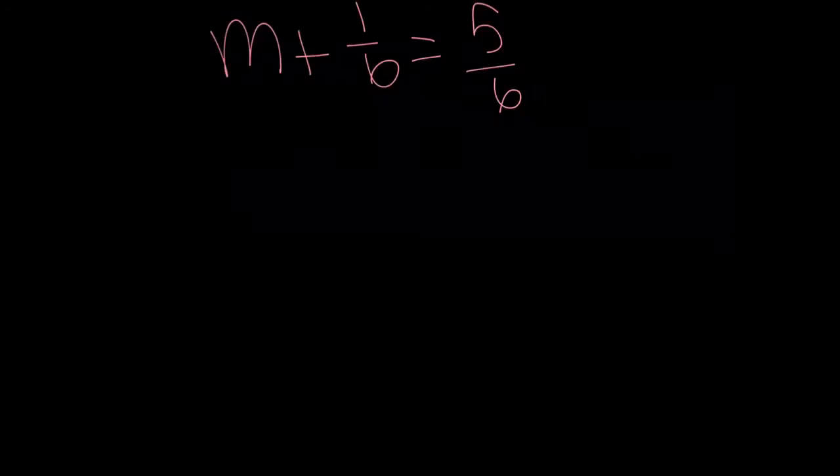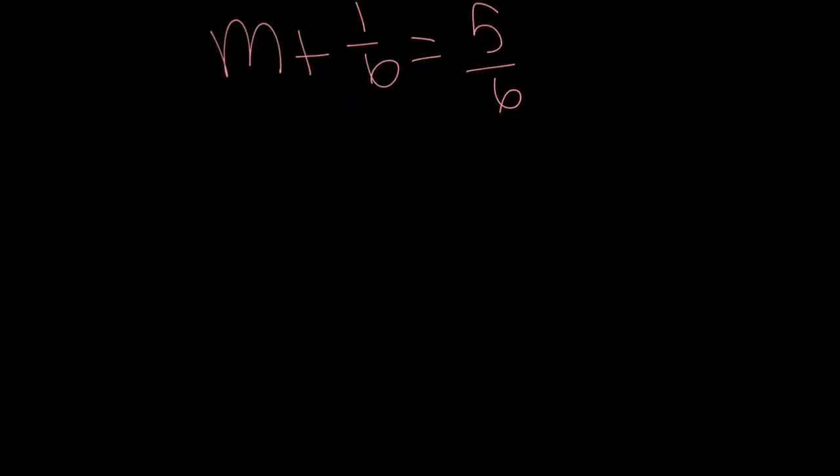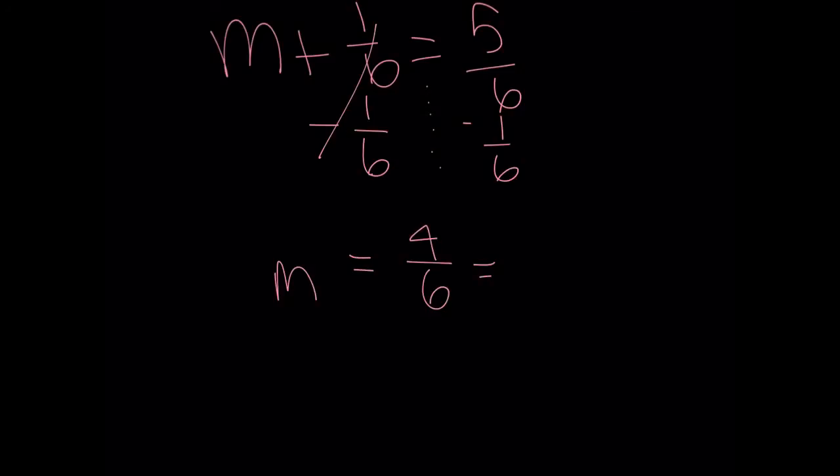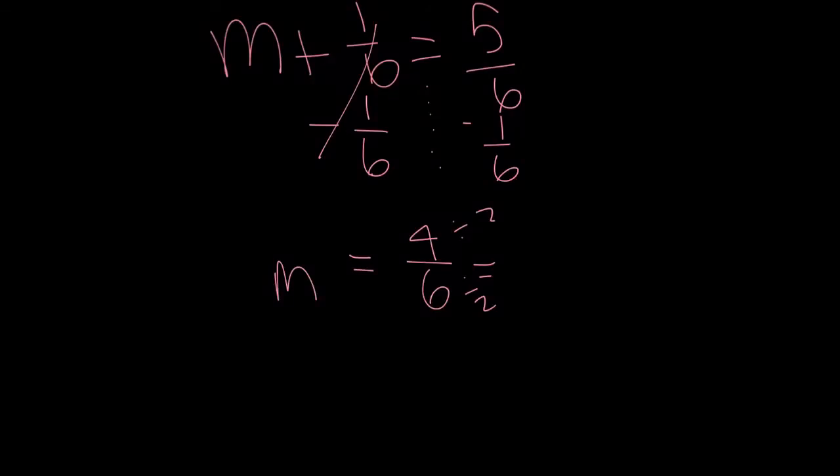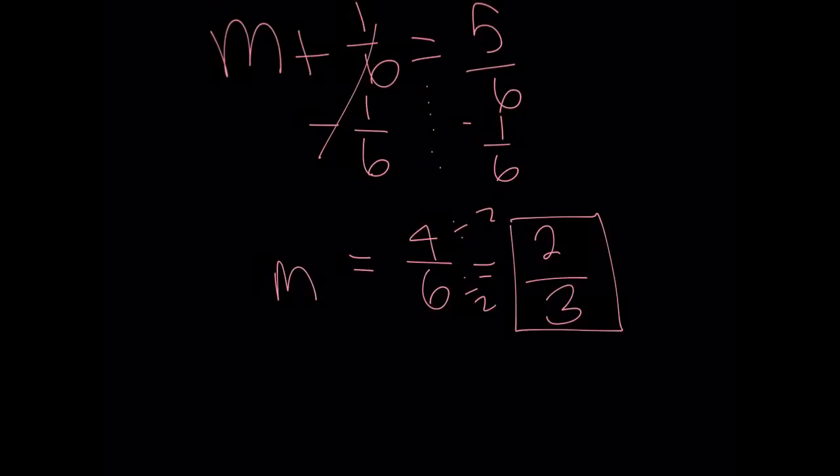Okay, so for this problem, we're going to be subtracting 1/6 from both sides of the equal sign. So we're going to subtract 1/6 to undo the addition, and then we're going to subtract 1/6 from here. And so this cancels out those two, so it just leaves m, which equals 4/6, which can be simplified if you divide it by 2 to 2/3. And that's your answer.